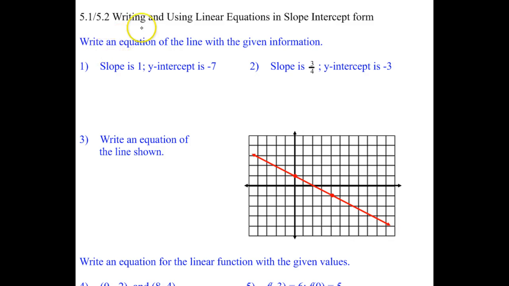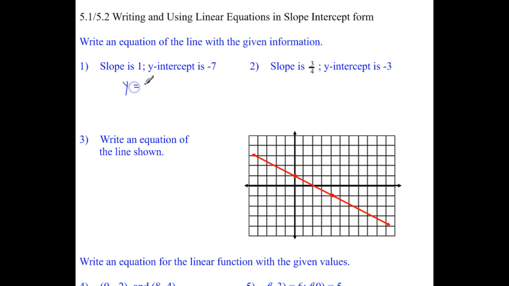Okay, this video is going to talk through section 5.1 and 5.2 on writing and using linear equations in slope-intercept form. So the first couple problems I think are pretty easy and very similar to the ones we talked about today. If the slope is 1 and the y-intercept is 7, what's the equation of the line?